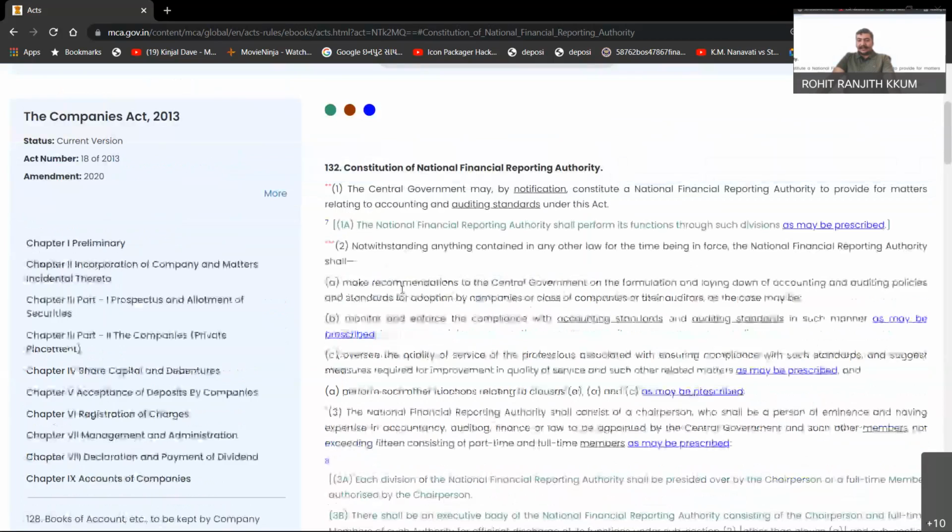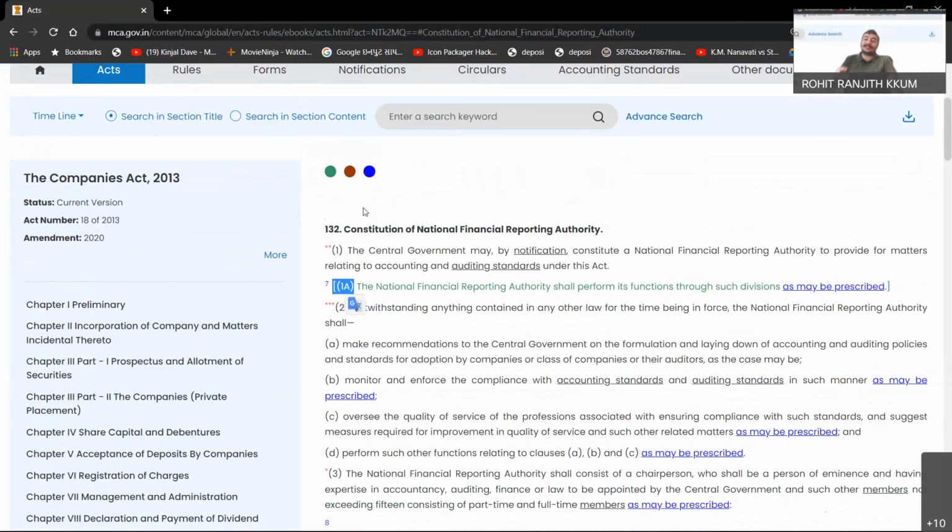So NFRA, okay. Look, can you see this one A? When you see capital A below any section, what does it mean? Earlier it was not there, it is recently inserted. Alright? So the NFRA reporting authority shall perform the functions through such divisions as may be prescribed.